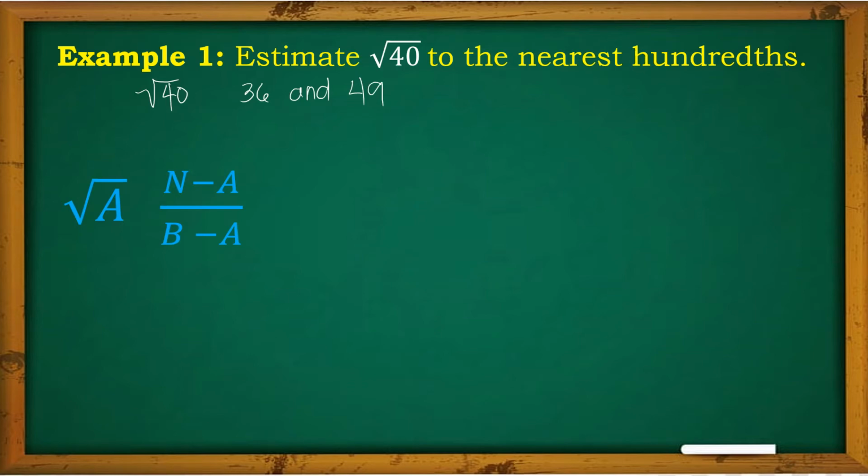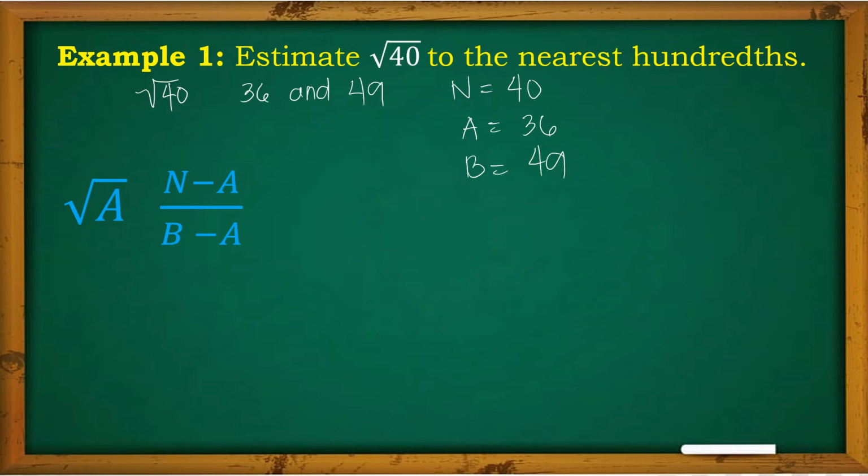So, ngayon, i-lay down natin yung ating mga annotation. Okay, we have N para kay radicand, which is 40. Ang A natin yung before. Sino yung before na perfect square? 36. And then yung B natin, siya yung after, that would be 49. Ngayon, ipa-plug in natin yung mga nakuha nating values na yan.